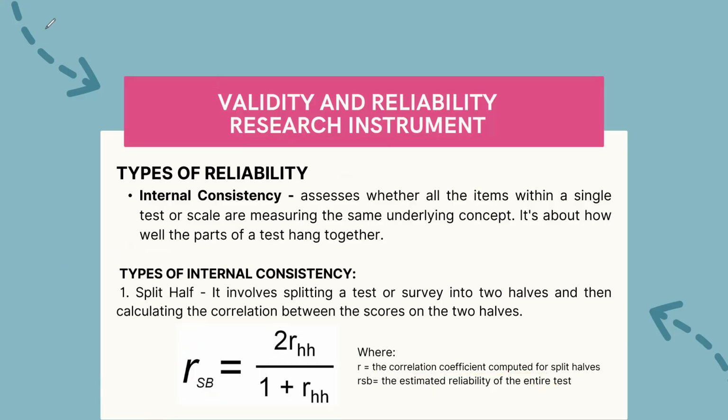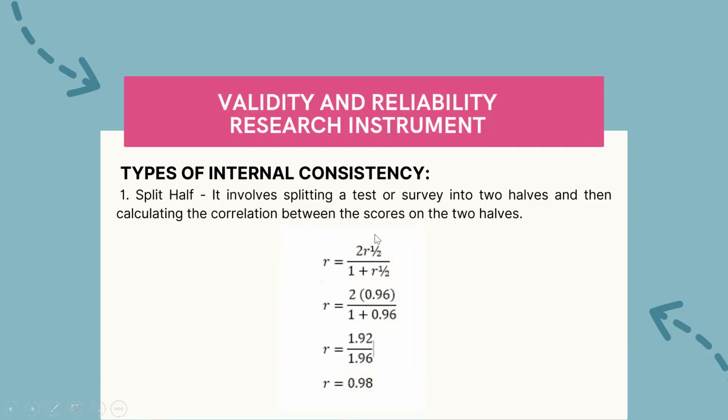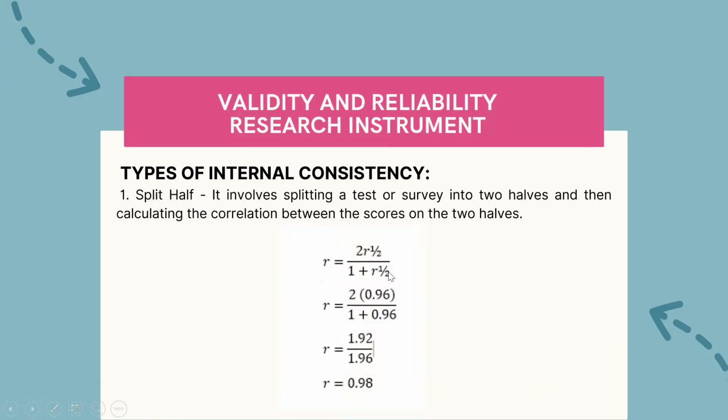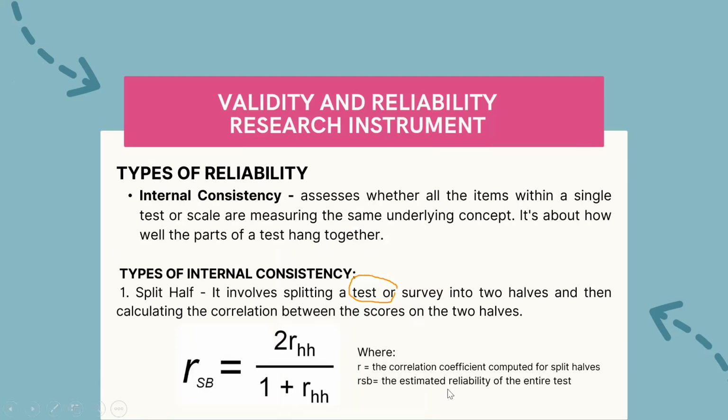Here, we have a sample calculation. What if we have this one? So, split half. Again, we are looking for the correlation coefficient or the estimated reliability of the entire test. Using the split half, say for example, we have this computation in which 0.96 is given. This is actually our correlation coefficient of the computed split halves. It's given already, so no need to solve for this.